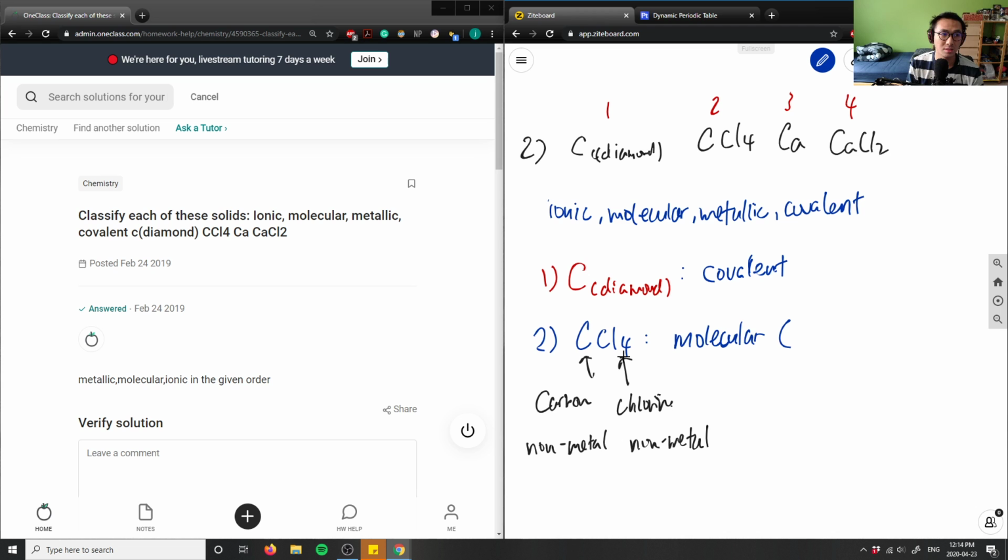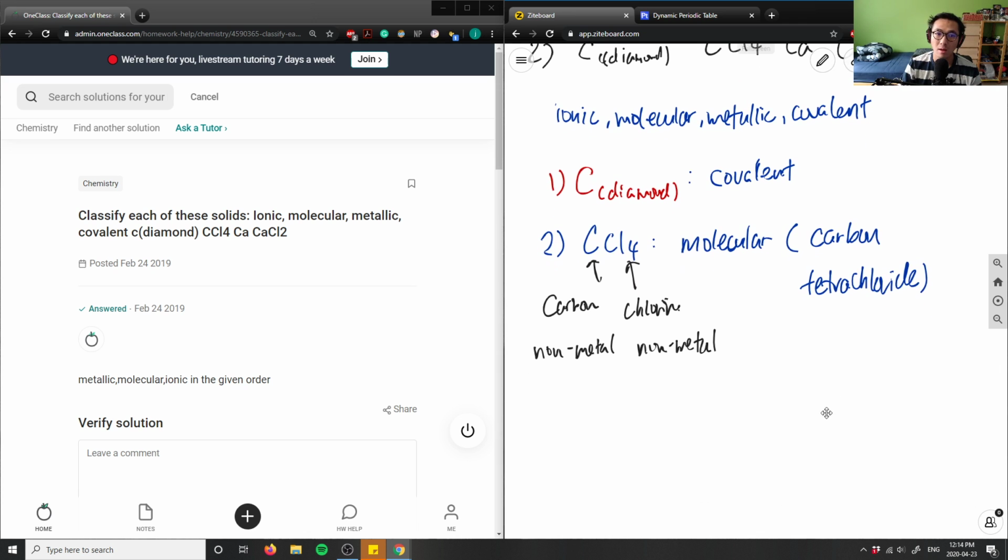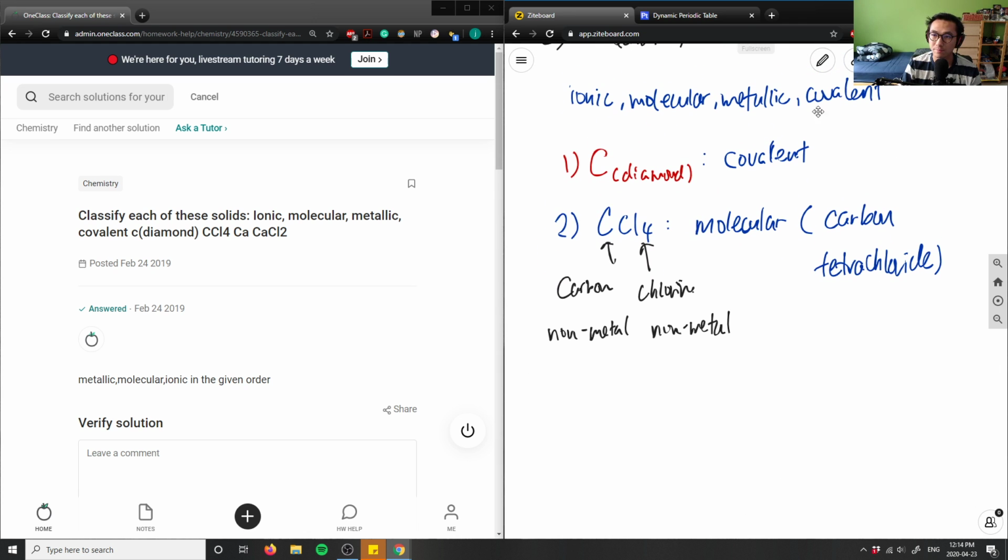And what we can do is we can actually name this as well. We know this is simply just carbon tetrachloride, right? Carbon tetrachloride, because we have four chlorines here. So 4 chlorines means it's the prefix of tetra, so it's carbon tetrachloride. Here would be our chemical name for this compound. Here we follow the molecular naming.